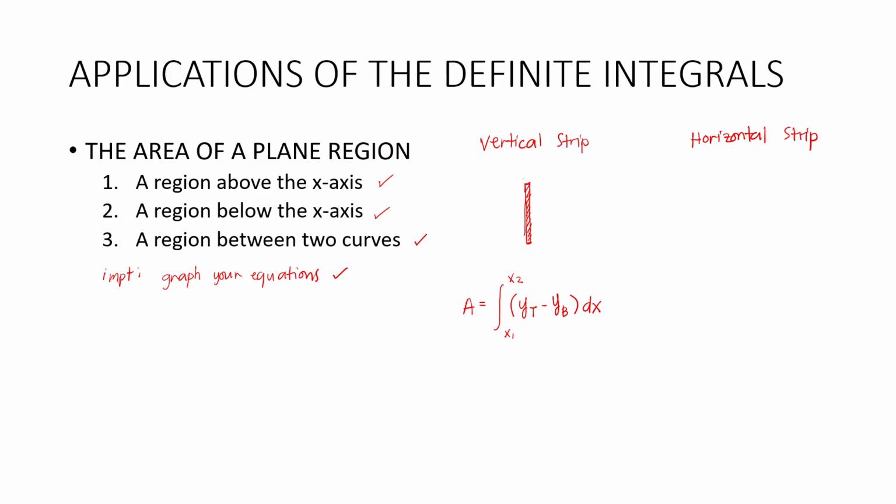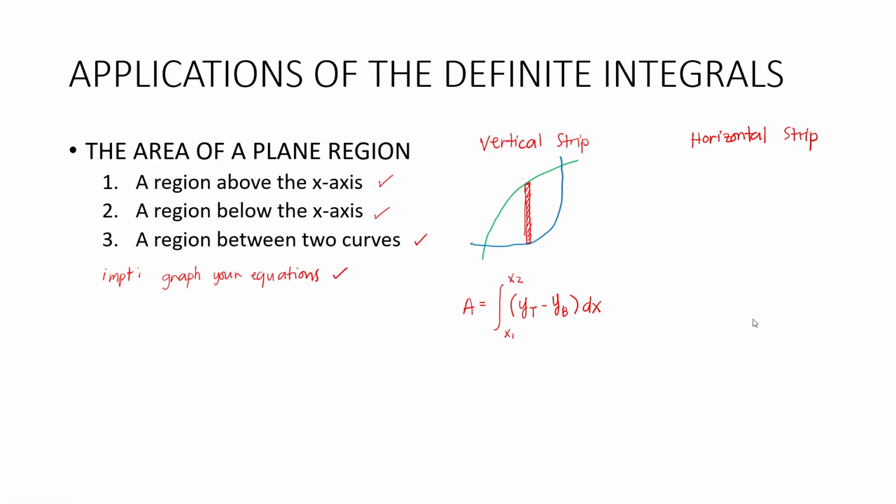So how are we going to define y top and y bottom? For example, this one is your graph. Let me exaggerate it. Let's use another color. Okay, so for example, this one is the first graph. Then let's say the other one is blue.